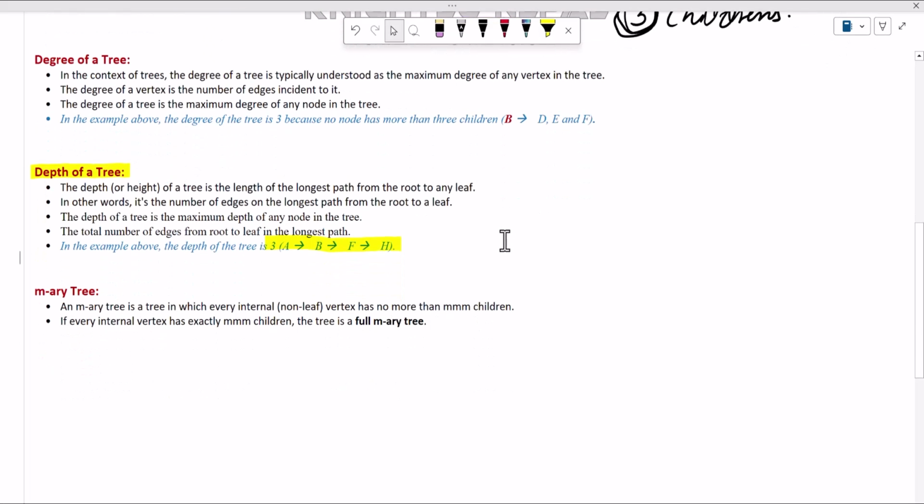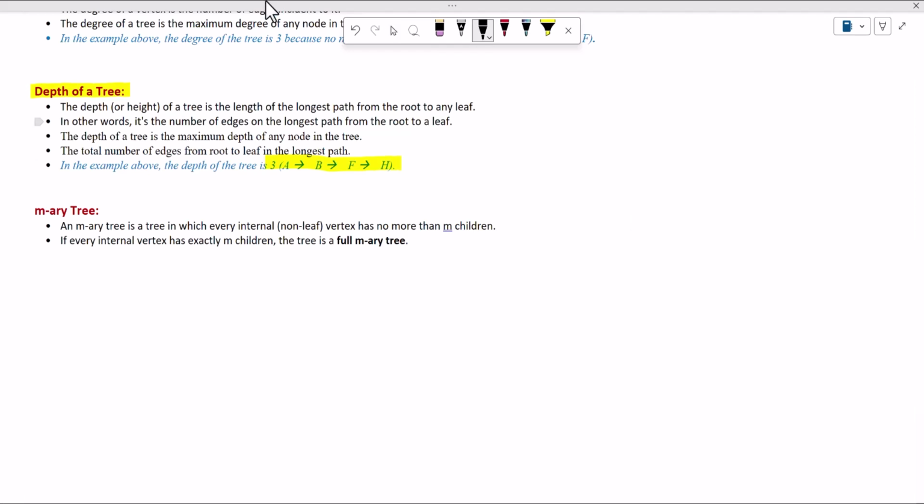So now let us talk about what is m-ary tree. An m-ary tree is a tree in which every internal non-leaf vertex has no more than m children. So let us take an example. m equals 3. So that is a 3-ary tree, right? This is an example.